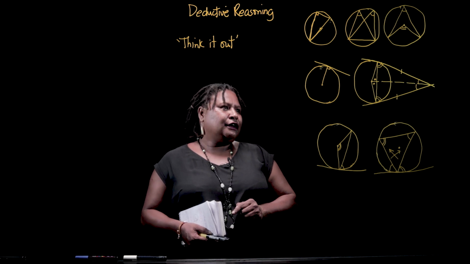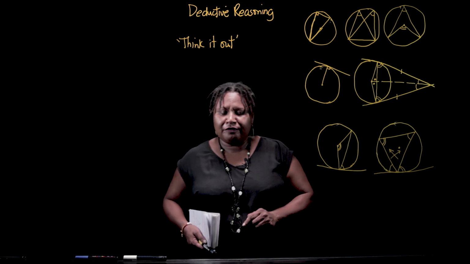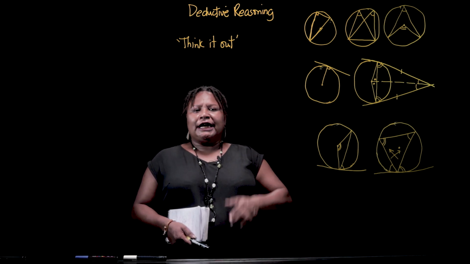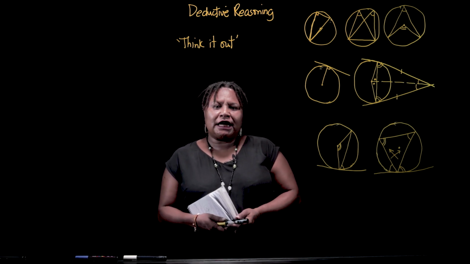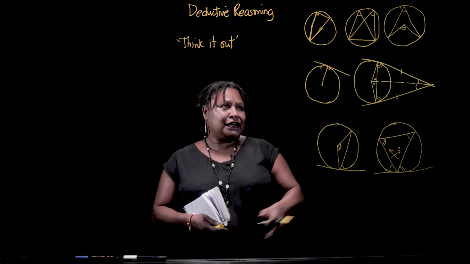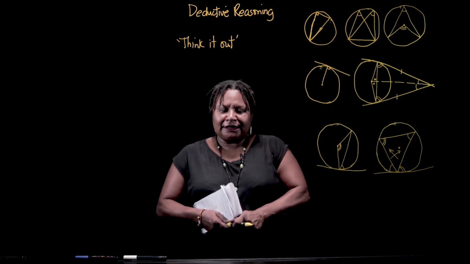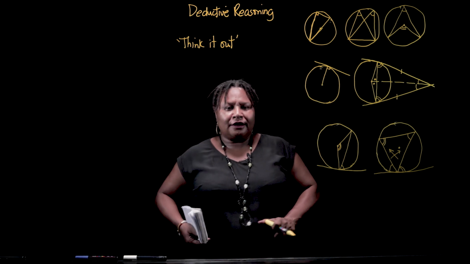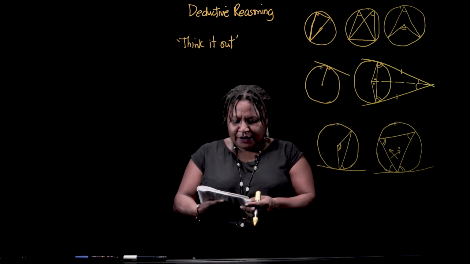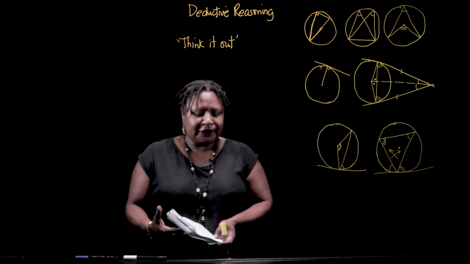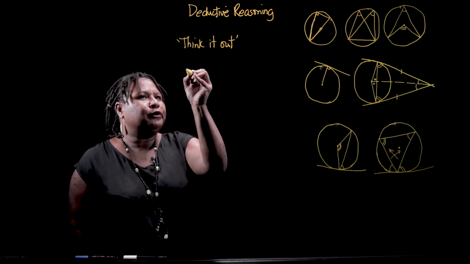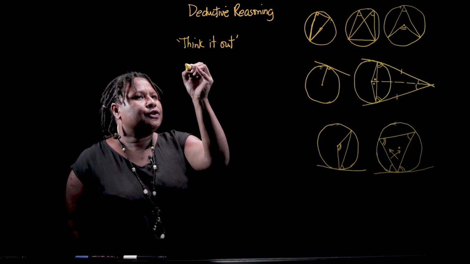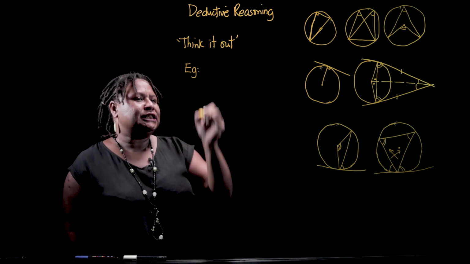Okay? Now, that was a very quick review. We've already done this, and we've already gone through examples. Now we're going to see how to apply deductive reasoning using these properties. Remember, deductive reasoning is to think it out. So what we will do, we'll start with an example to show how we apply these properties.